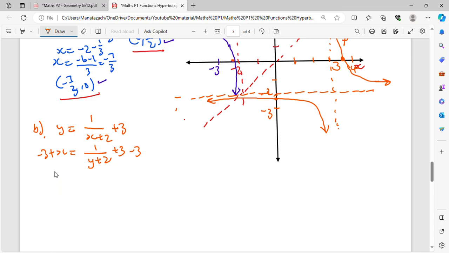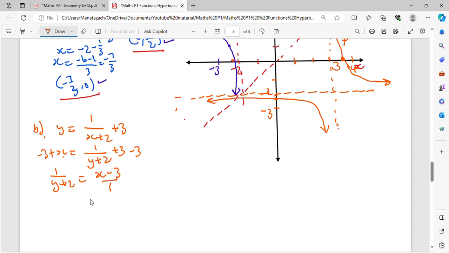You will have 1 over y plus 2, and it will become x minus 3. So from here on, you can just cross multiply. If you do so, it looks a little bit weird, right? So we replaced y by x and x by y. Then you subtracted from both sides.